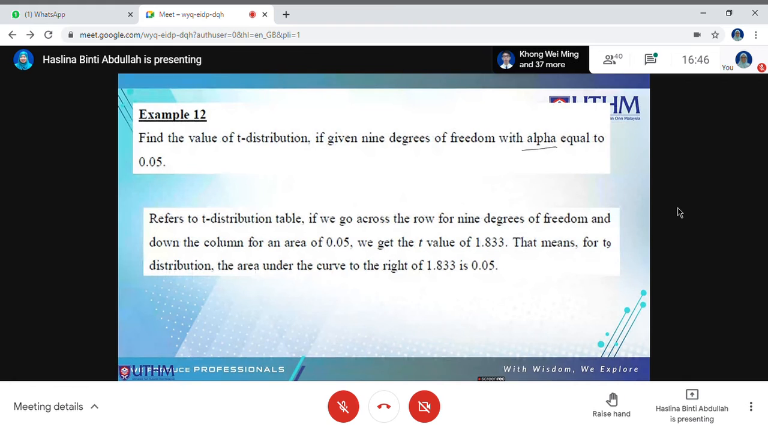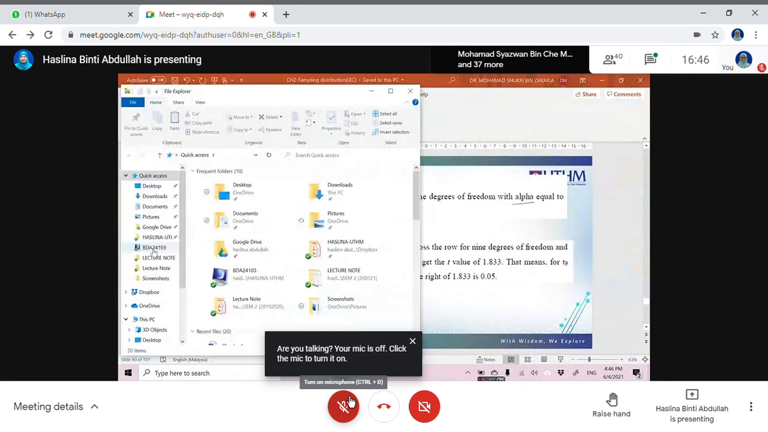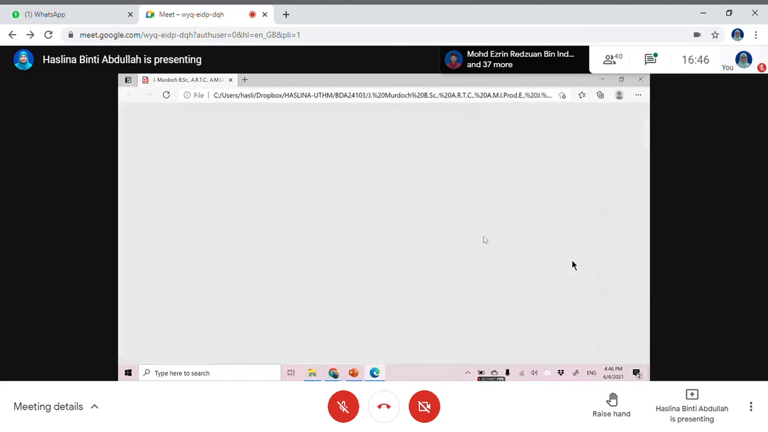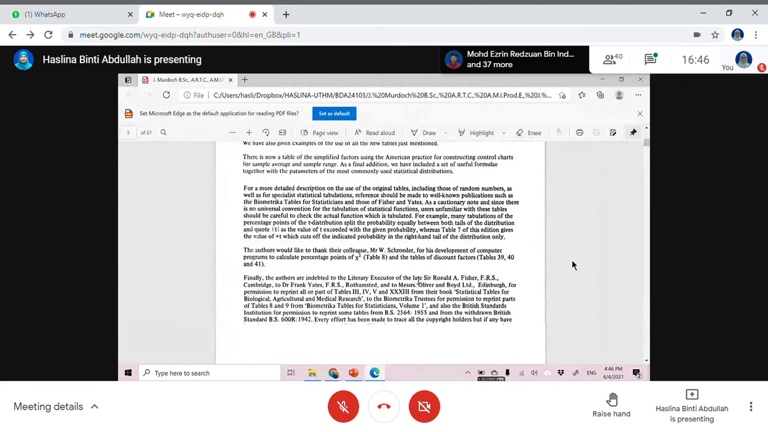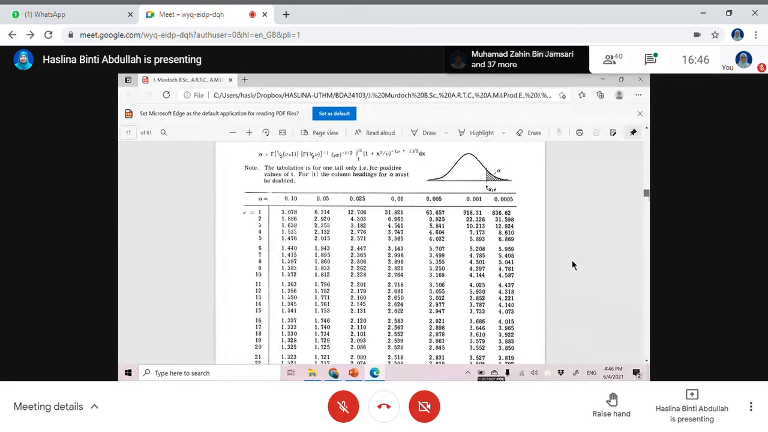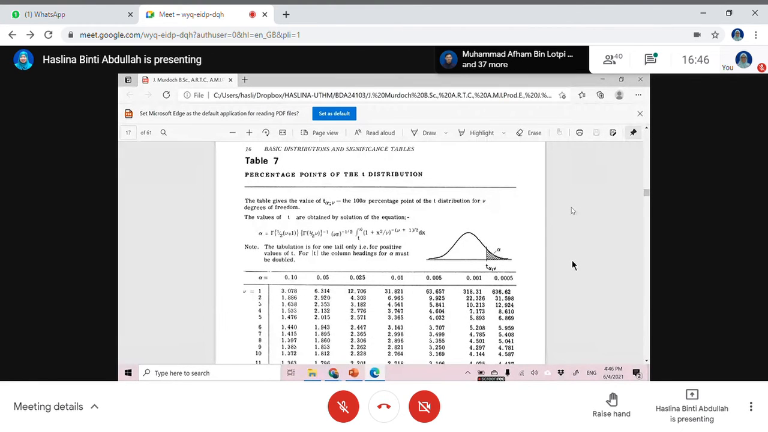So buka semua table 7. Jumpa tak table 7? T distribution. Okay, kejap J Murdoch. This one. Table 7, percentage points of the T distribution. Jumpa? Ada siapa yang tak jumpa? T distribution? Jumpa Okay. Back to the example.